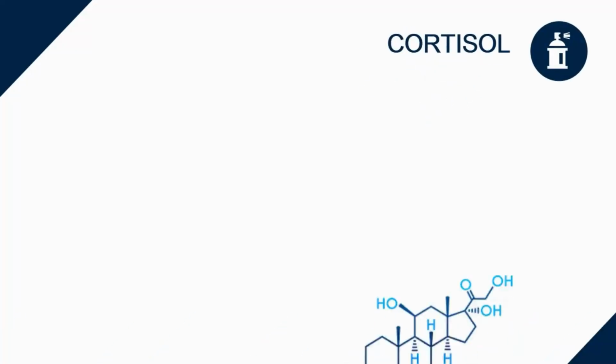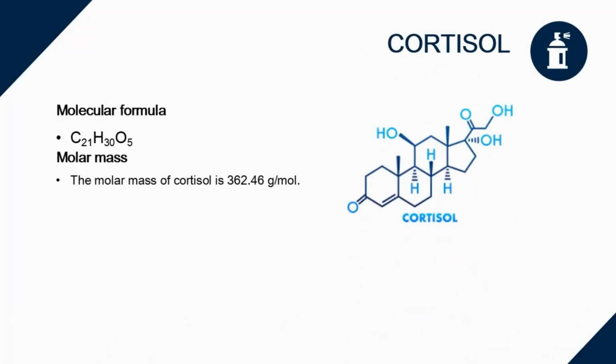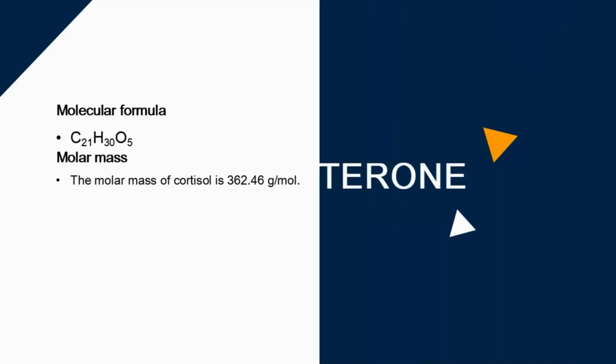Cortisol has a molecular formula of C21H30O5, meaning there are a total of 21 carbon atoms, 30 hydrogen atoms, and 5 oxygen atoms. The molar mass of cortisol is 362.46 gram per mole.